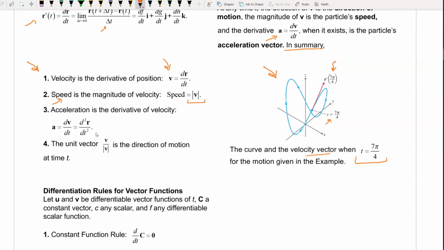Number 3, acceleration is the derivative of velocity. So a is equal to dv over dt, or in other words, this is the second derivative of the vector function. So the second derivative, here we have d squared r divided by dt squared. Number 4, the unit vector is v over the absolute value of v. And this is the direction of motion at time t.